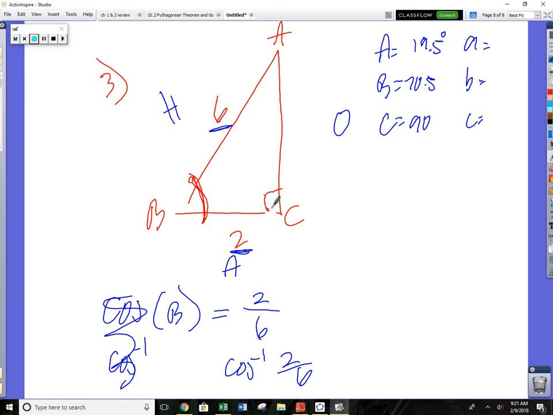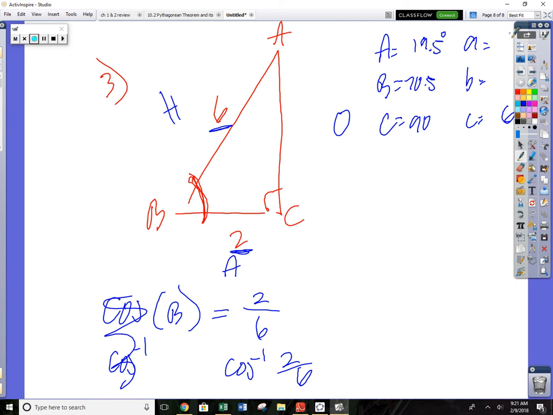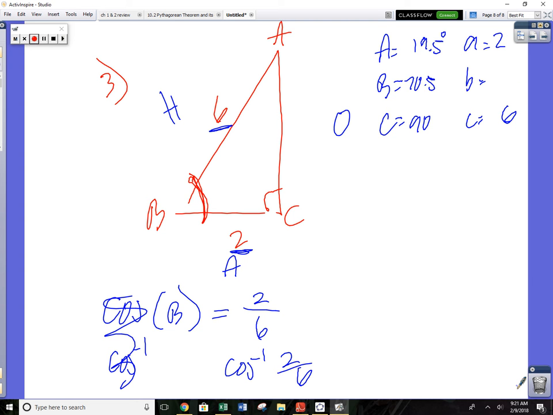And they gave us 6. 6 is across from angle C. So 6 is little c. And they gave us 2, and that's across from angle A. So little a is 2. And now we've got to find little b. And then you can use trig to find little b. And that is it. We're off. Good luck.